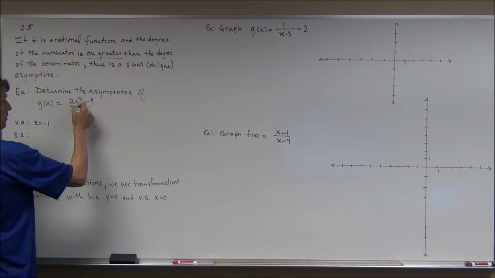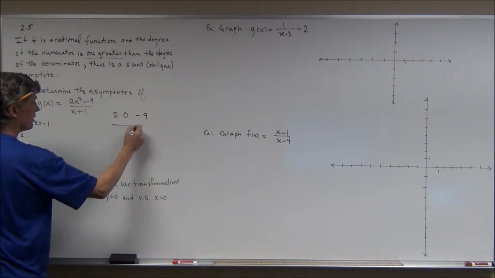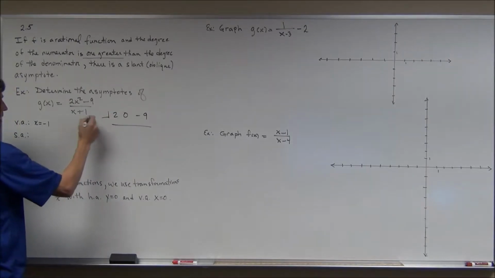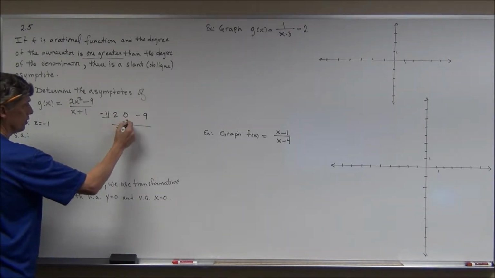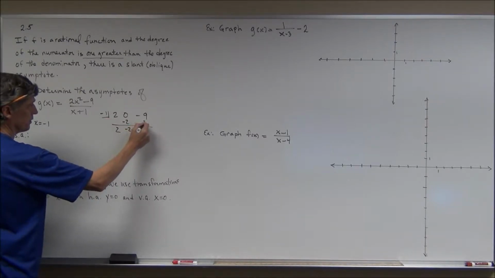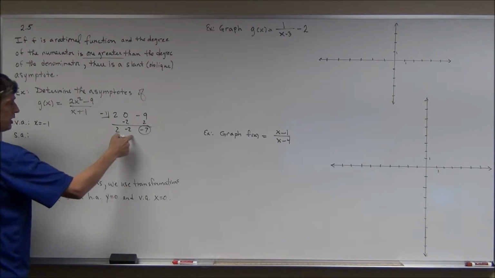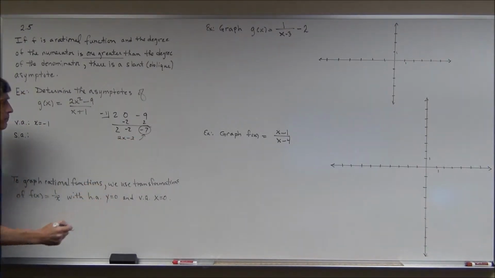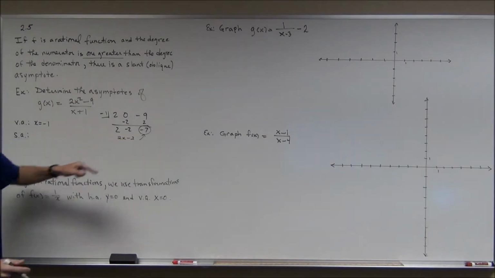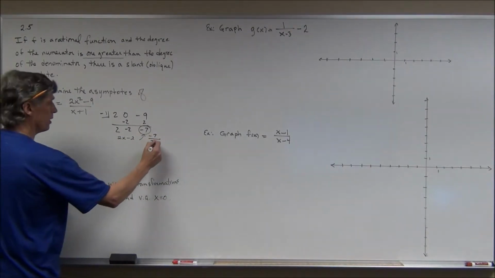This would be, there's no x term, so this would be 2, 0, -9, and a -1. So I bring the 2 down, that's -2, that's a -2, that's a +2, that's a -7, that's my remainder. So what this tells me is that this is 2x minus 2, and that's the remainder. Well, what happens is that remainder is over x plus 1.